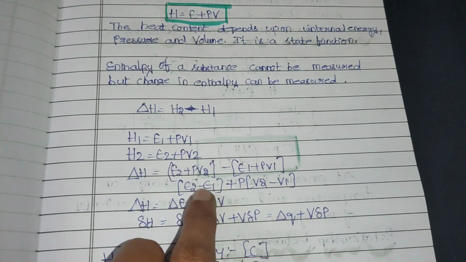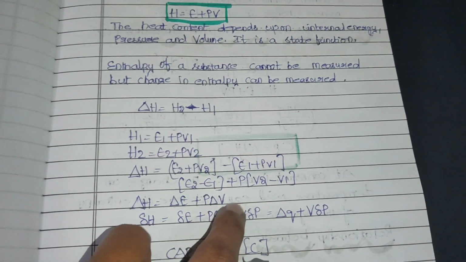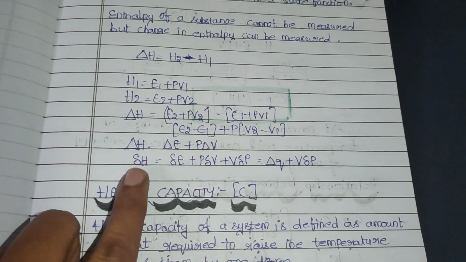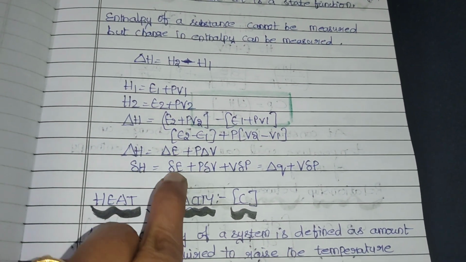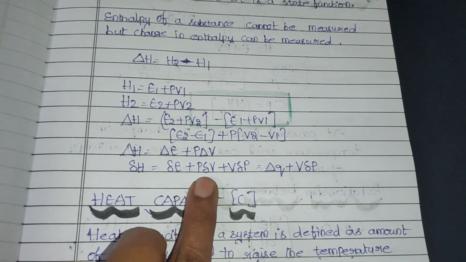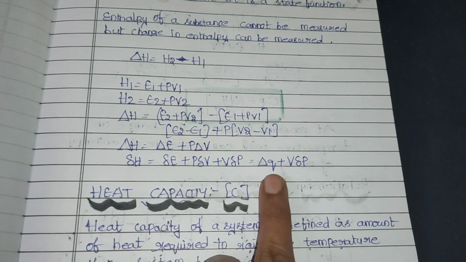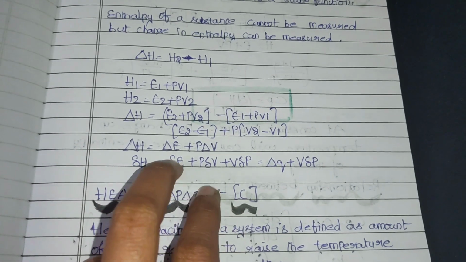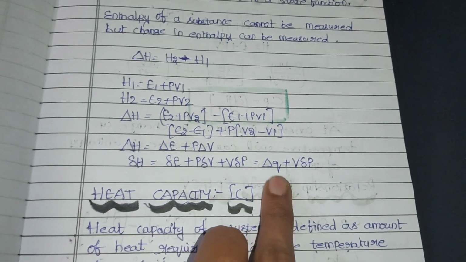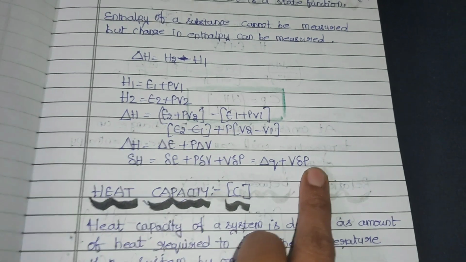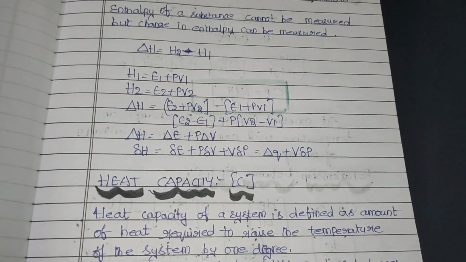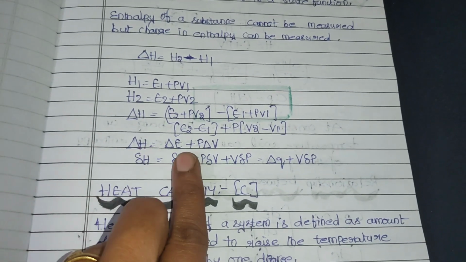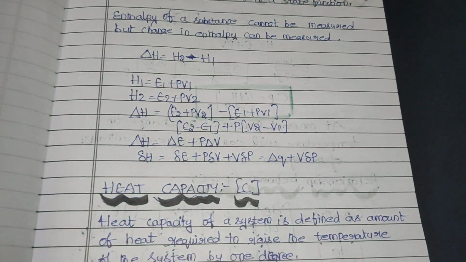So there is no change in the pressure, only change in the internal energy and change in the volume. We can differentiate it like this: dH is equal to dE plus P dV plus V dP. That is equal to, this dE plus P dV is nothing but a change in heat, so dQ plus V dP. So that is the final equation. But if we remember this one, that is enough: delta H is equal to delta E plus P delta V.